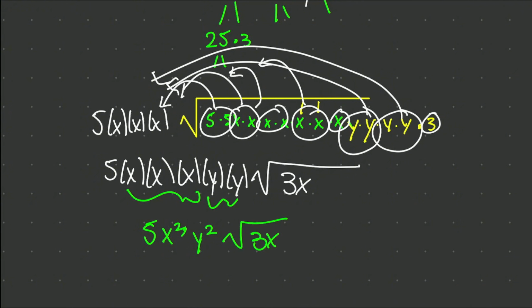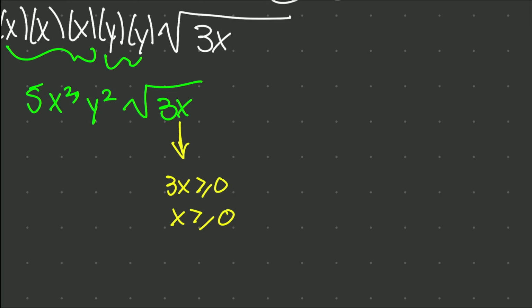So 3x is greater than or equal to 0. Solve for x. X is greater than or equal to 0. So x has to be a positive number. You're probably wondering, why is it or equal to 0? Because if the number is 0, 3 times 0 gives us 0. The square root of 0 still works. It doesn't give us an error. So that's why we can actually equal 0.